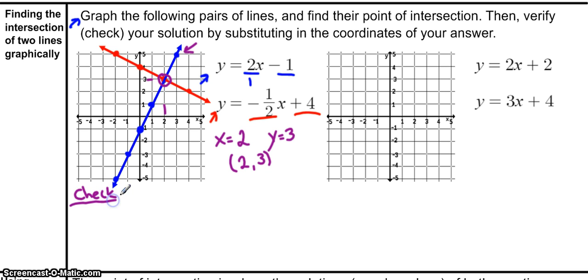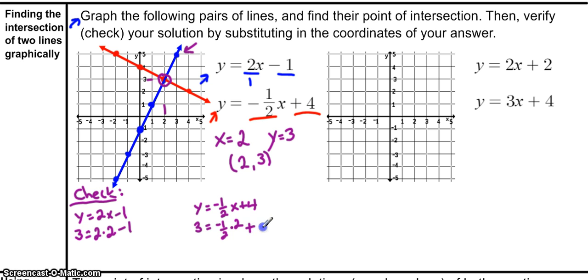So what I'm saying is that you could take the first equation, y equals 2x minus 1, and the second equation, which is y equals negative 1/2 x plus 4, and you could substitute in 2 for x and 3 for y. Let's go ahead and do that. So this becomes, instead of y, now I have 3, because again, y equals 3 at the point of intersection, equals 2 times 2, again 2 for x, minus 1. And the second equation becomes 3 equals negative 1/2 times 2 plus 4.